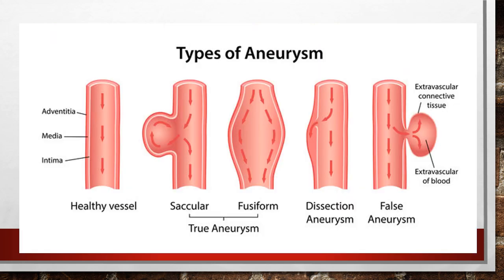True aneurysms are of two types, saccular and fusiform. When there is symmetrical dilatation of the arterial wall, it is known as fusiform, and asymmetrical dilatation is known as saccular or berry aneurysm. However, in false aneurysm there is just a hole or leakage in the wall of the artery, and it leads to accumulation of blood in the extravascular connective tissue.